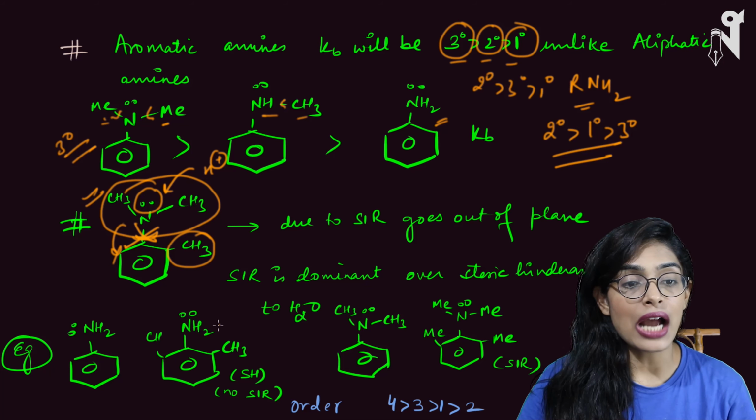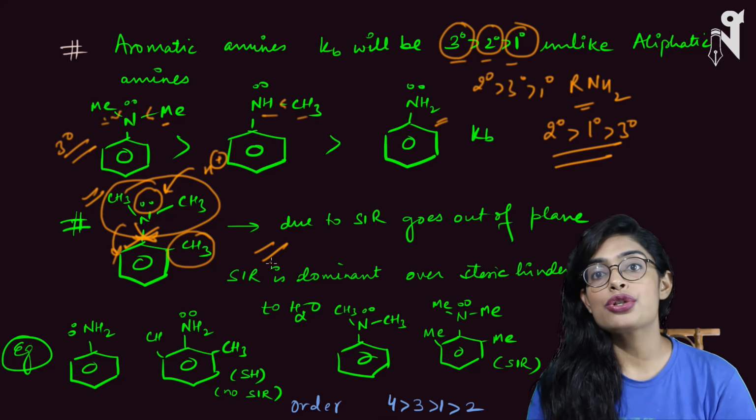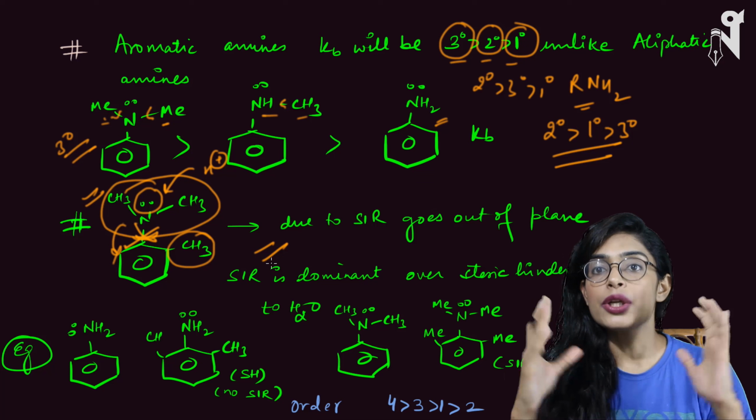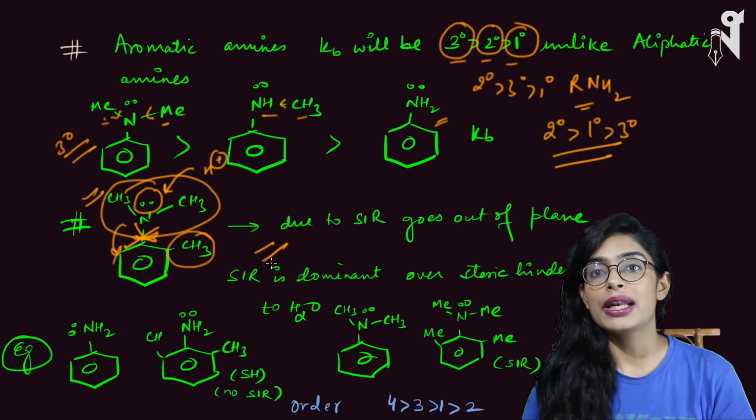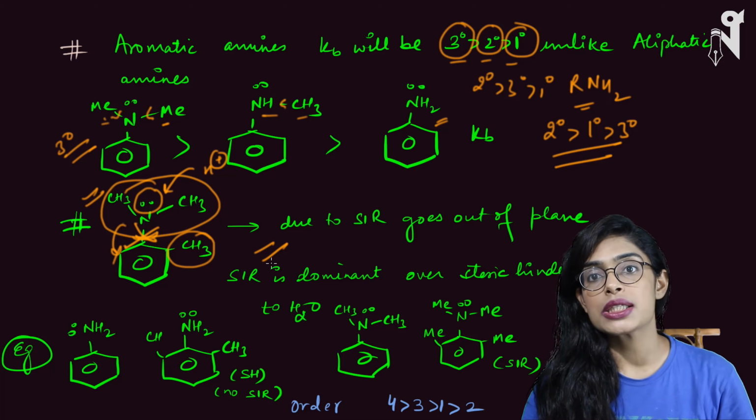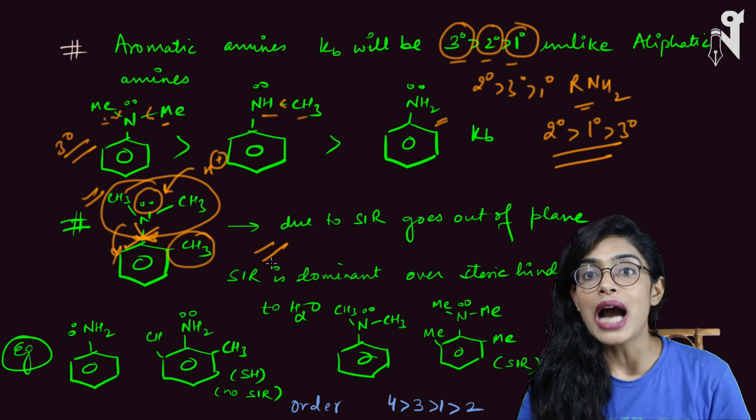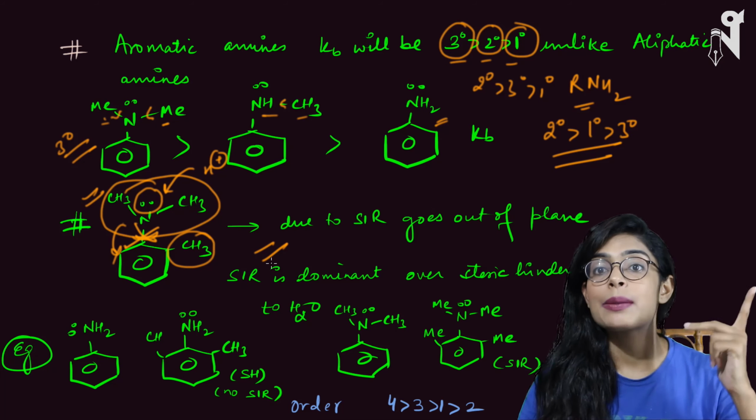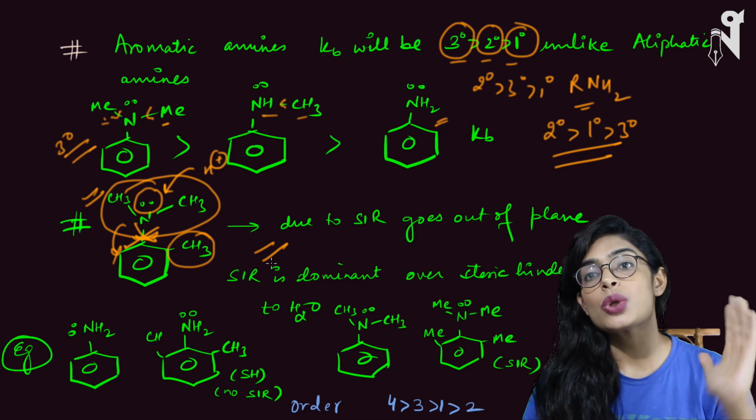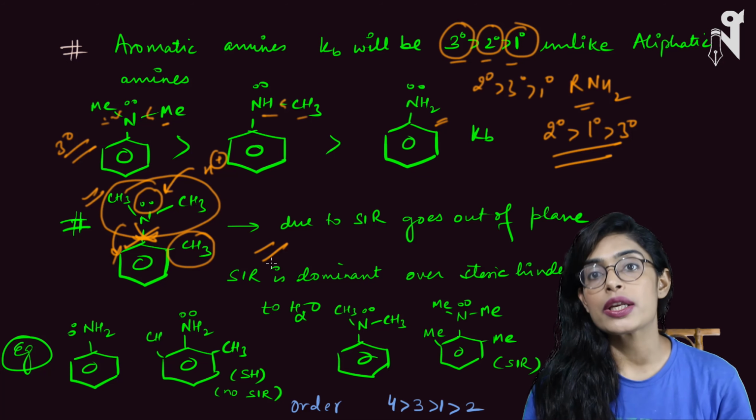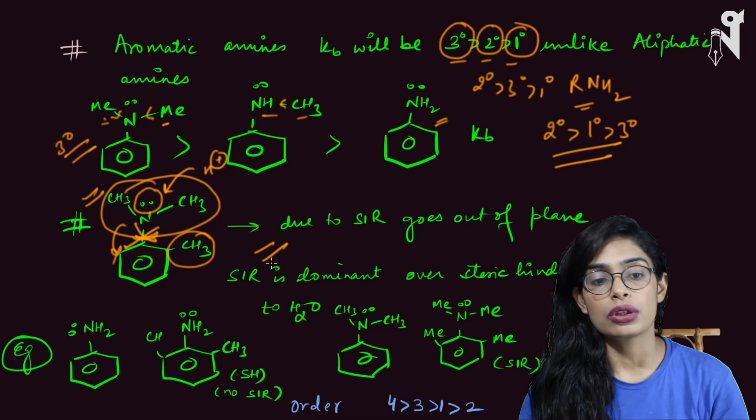Here, SIR is dominant because of the bulky nature of the nitrogen group, basically the tertiary amine. It will go out of the plane, and that will take precedence over the steric inhibition of protonation. So overall, SIR is the one here which is increasing the basic strength. SIP is not able to decrease the basic strength, because now the pair of electrons has become a localized pair of electrons.